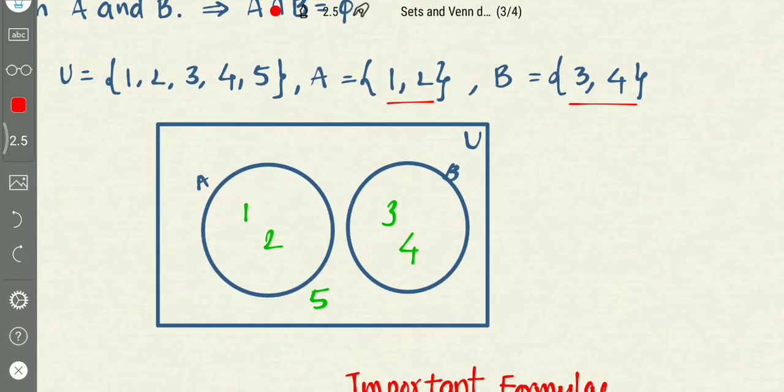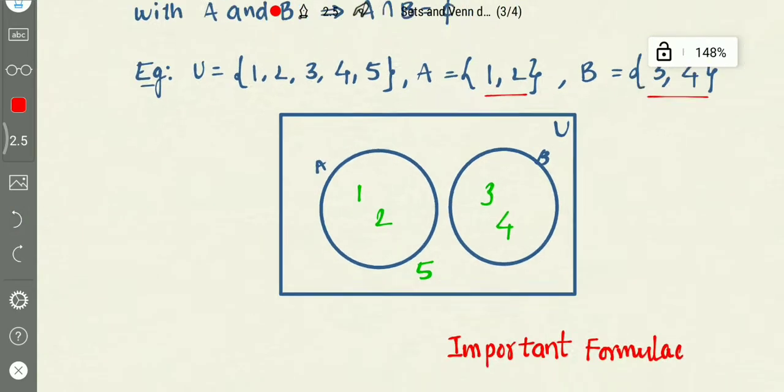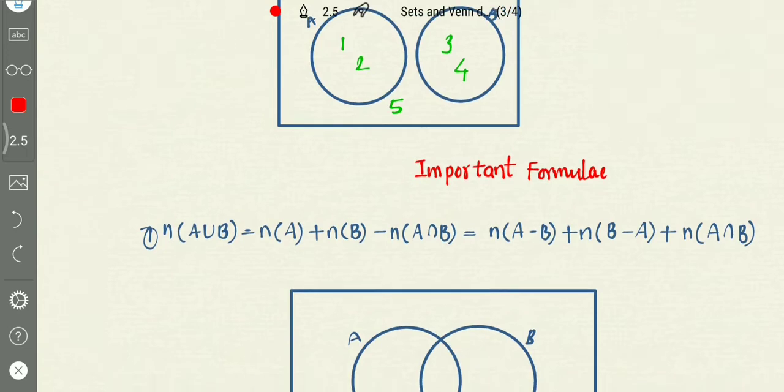If we represent it on a Venn diagram, it will be like this. This is the universal set, and this is A, and this is B. A and B do not have any common area like this. This is a representation of disjoint sets.